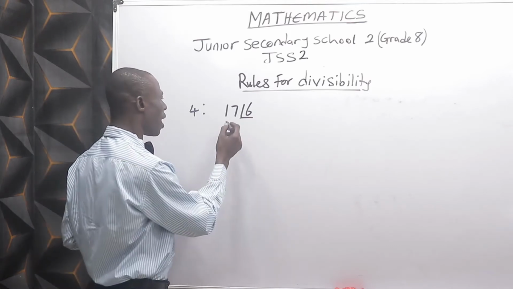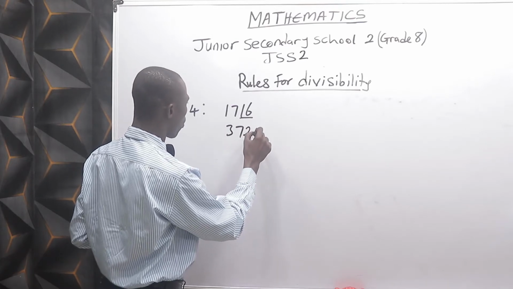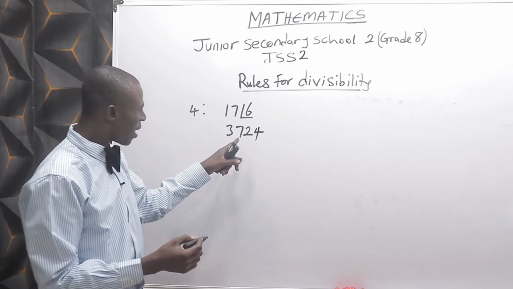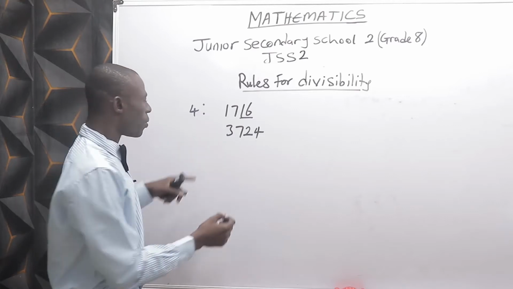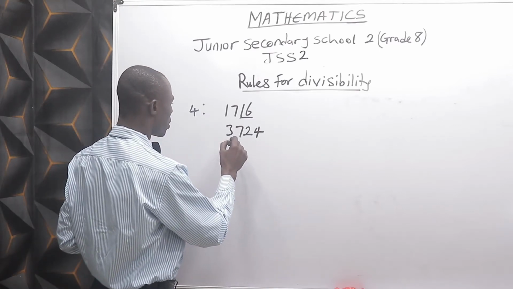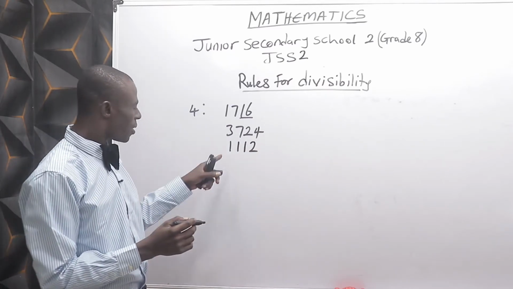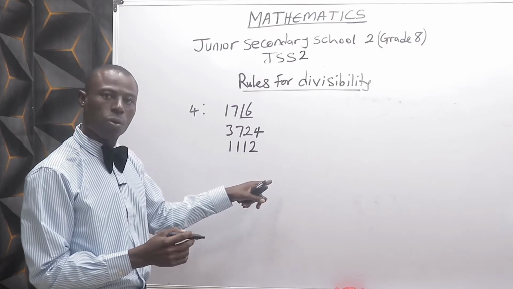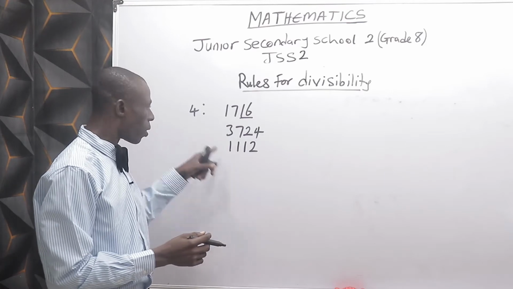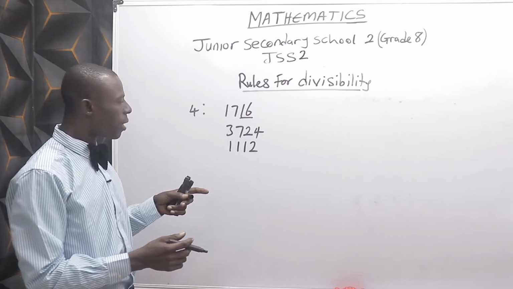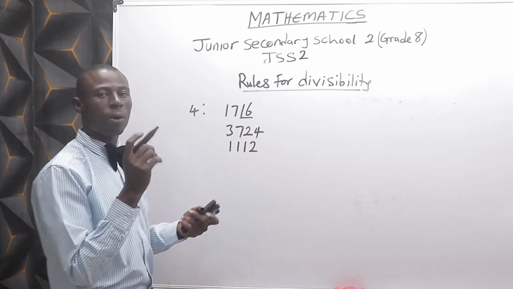So that is it. Another number is 3724. You can see that the last 2 digits there are 24, which is exactly divisible by 4. Another one is 1112. See, the last 2 digits there are 12, which is exactly divisible by 4. That is how to know whether 4 can divide a number: if the last 2 digits form a number that is divisible by 4.